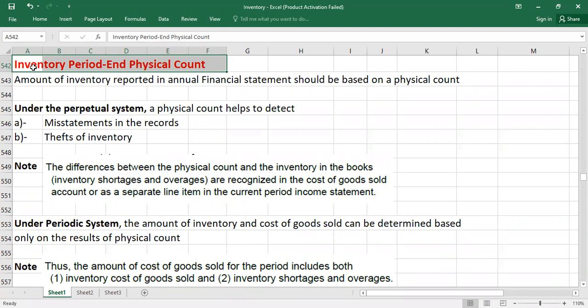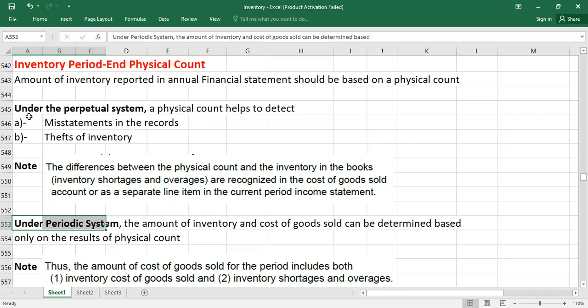Today we are going to discuss inventory period and physical count. As we know, if you want to report the inventory in the financial statement, it should always be based on physical count, okay? Because the inventory showing in the records might be different from the physical inventory. So here you need to understand the perpetual system and the periodic system as well, because these two inventory management systems we have already discussed in the previous video.